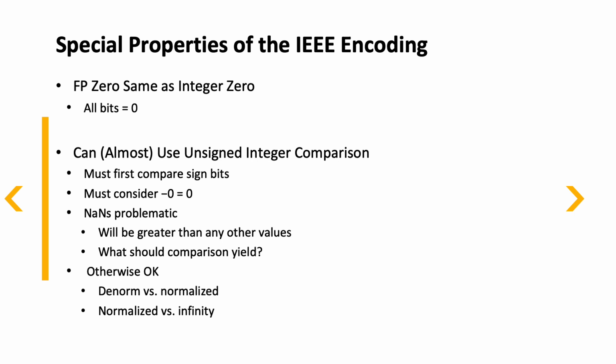Otherwise, we're fine. Denormalized versus normalized, normalized versus infinity, all of our comparisons are going to work just fine for those ranges, but the zeros and the not a numbers are a little bit weird. So we've got to keep in mind to check for not a number, make sure that we're not dealing with a not a number before we process it like it is a number, and make sure that we're keeping in mind that zeros have signs.